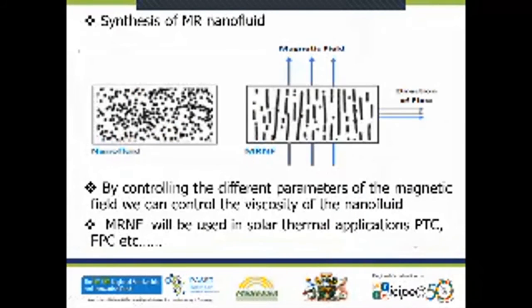After we fabricate our nanofluid, now we need to synthesize the MRI fluid, the magnetic nanofluid. The nanofluid is fabricated by the two-step or one-step method, and then we expose this nanofluid to a magnetic field with some direction. So this nanofluid inside the magnetic field, we call it mRNF.